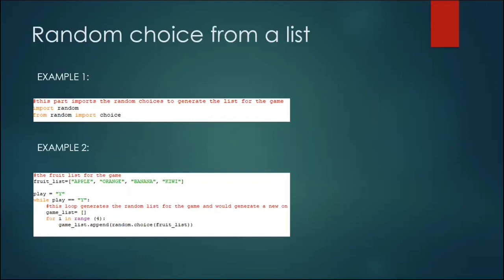Now for the random choice feature, you can see in the first example, I imported the random library into my code and added it at the start of my code. This is used to help me randomize my guessing list. And in the second example, you can see how I used the random features for the loop, so that it can be used to create the randomized list.